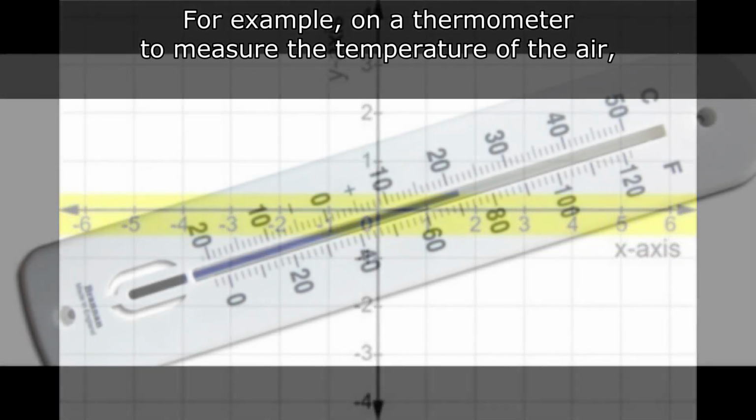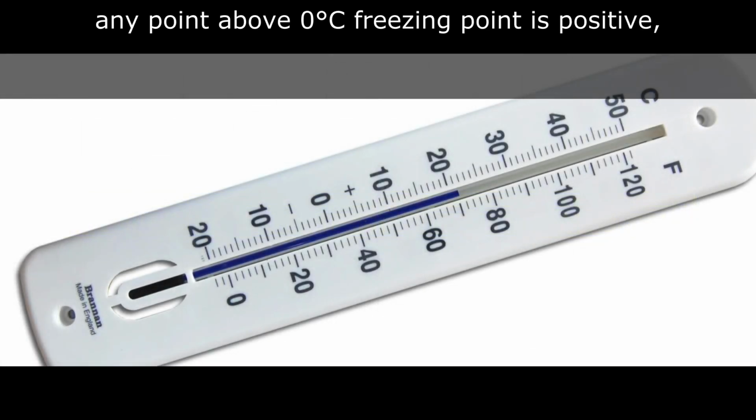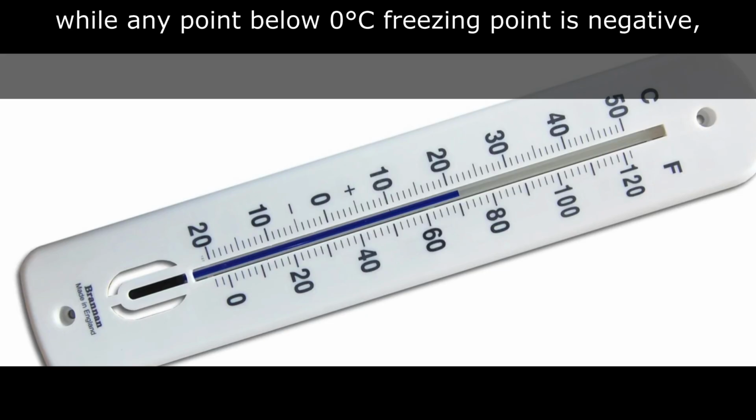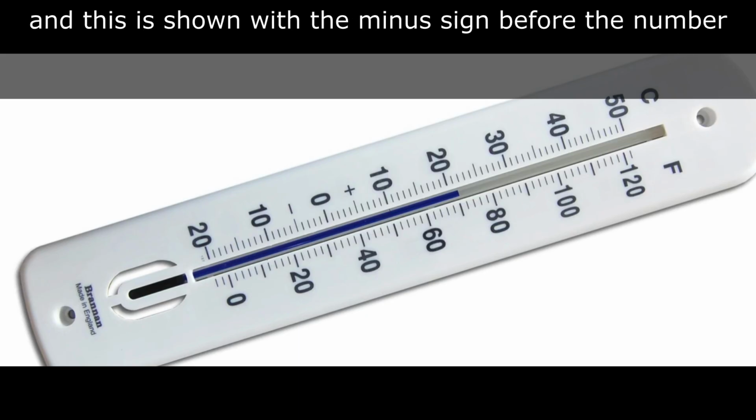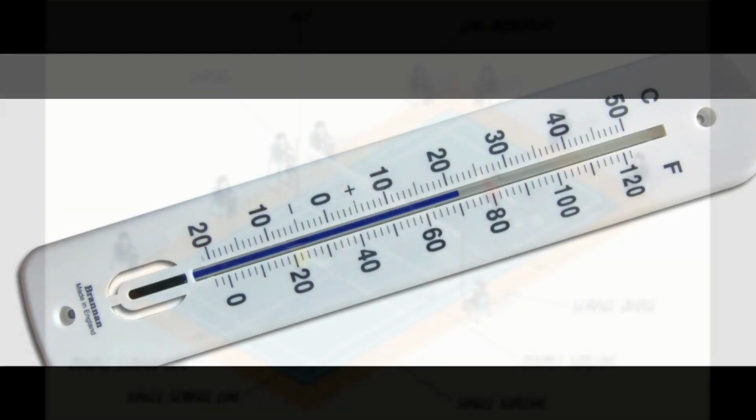For example, on a thermometer to measure the temperature of the air, any point above 0 degrees Celsius, the freezing point, is positive, while any point below 0 degrees Celsius is negative, and this is shown with the minus sign before the number, as in -5 degrees Celsius, or -20 degrees Celsius, as the case may be.